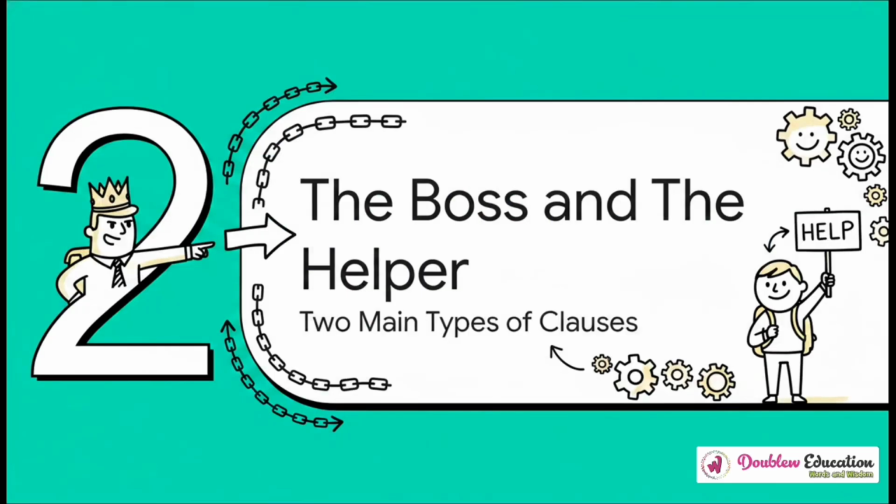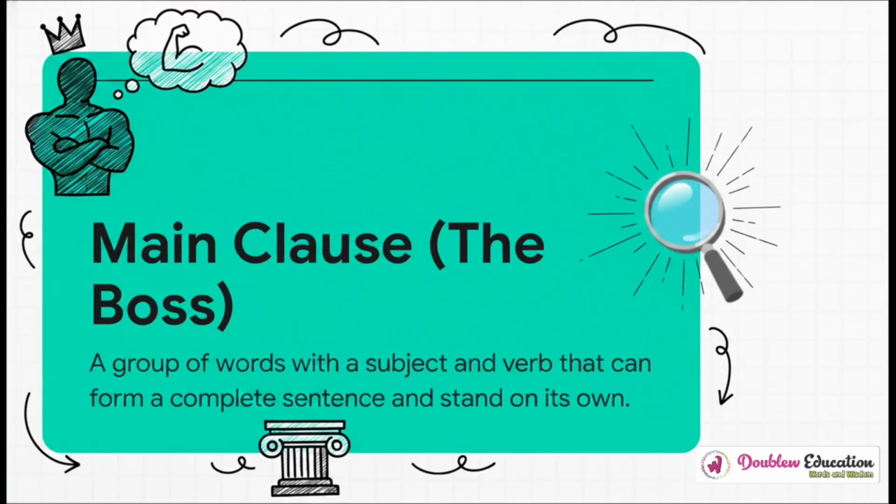All right, now that we know what a clause is, let's meet the two main characters in this story. I like to call them the boss and the helper. One's in charge, and the other, well, helps out. First up, the main clause. This is our boss clause. It's the big cheese, totally strong and independent. It has a subject, it has a verb, and it makes complete sense all on its own. It doesn't need any help to be a full sentence. It could just stand there by itself and be perfectly fine.